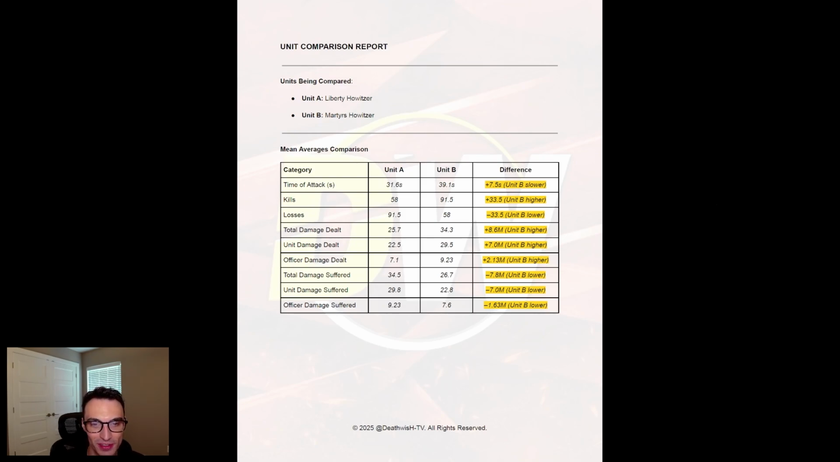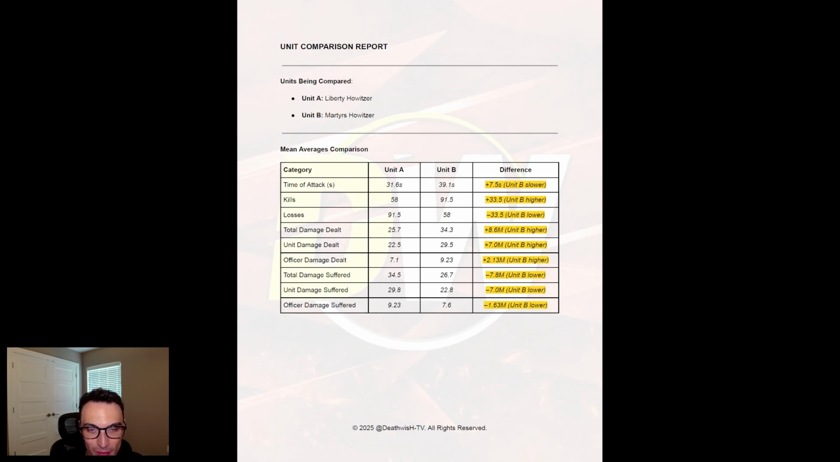Now, in terms of average kills, the Liberty averaged out at 58 kills per attack compared to the Martyrs, which averaged out at 91.5 kills per attack, coming to a total difference of 33.5 kills in the Martyr Howitzer's favor. Now, those exact numbers are just flipped for losses. The average total number of losses for the Liberty Howitzer was 91.5 and only 58 for the Martyr, meaning that the Martyr Howitzer lost on average 33.5 fewer units per attack.